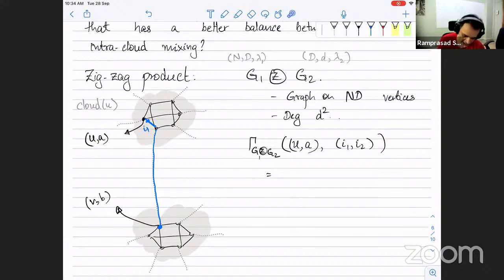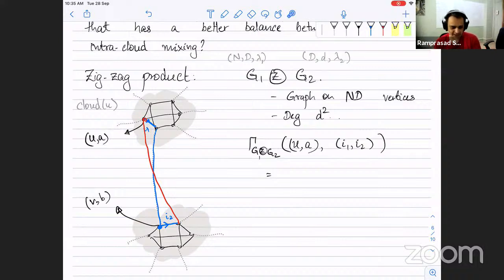Okay, and now I ask, what is the I2th neighbor of b? That may be something. This is the I2th neighbor here. And now I will say the I1, I2th neighbor of (u, a) equals this vertex. Okay, seems like a mouthful, and it seems like a crazy graph to even think of.